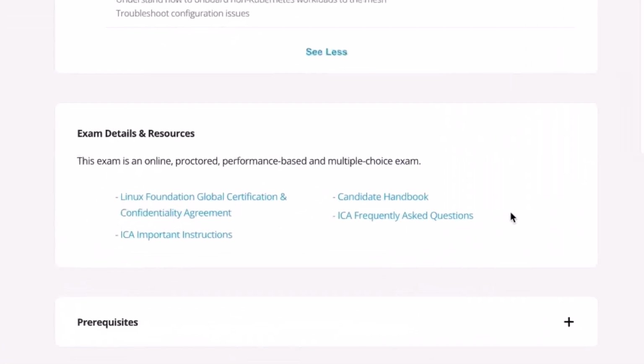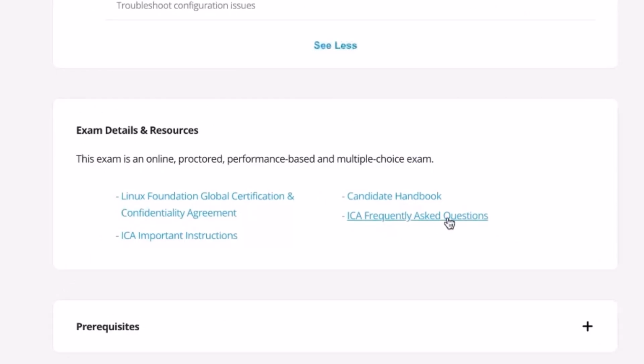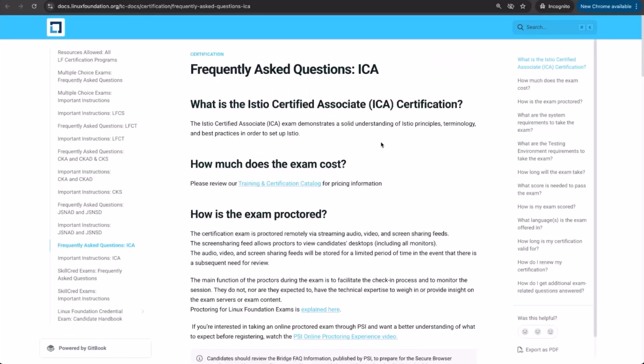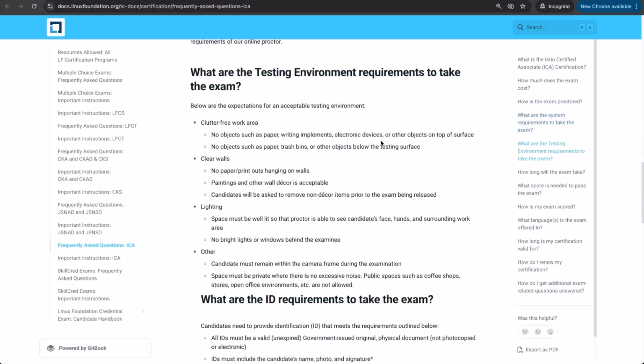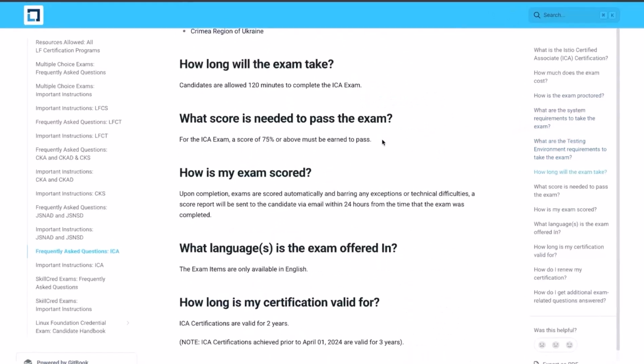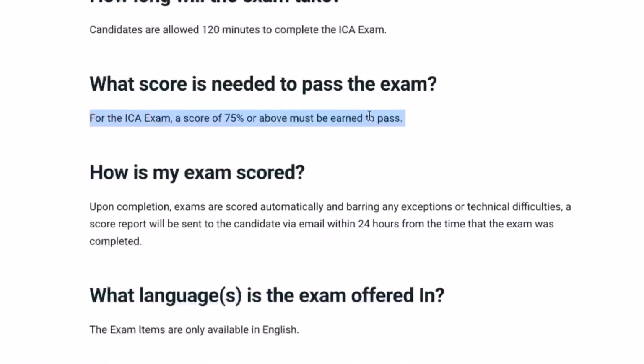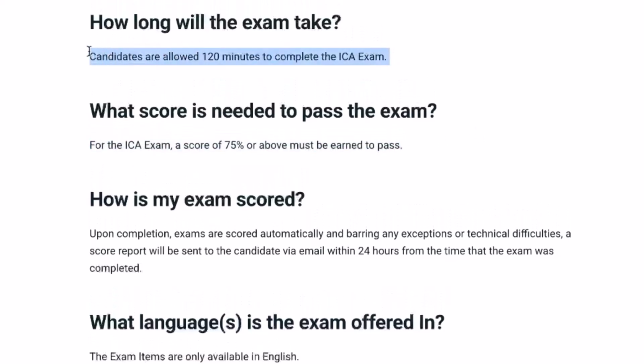The passing grade can be found here in the ICA frequently asked questions. So if we open up this and we scroll all the way down, I believe right here, it is 75% or above in order to earn a pass. If you're familiar with any of the Kubernetes certifications, you'll know that this is a little bit higher. I think the Kubernetes certifications are 65 or 66% to pass, so it's already a jump of 10%. You do get the same amount of time as you do with the Kubernetes certifications, which is 2 full hours.